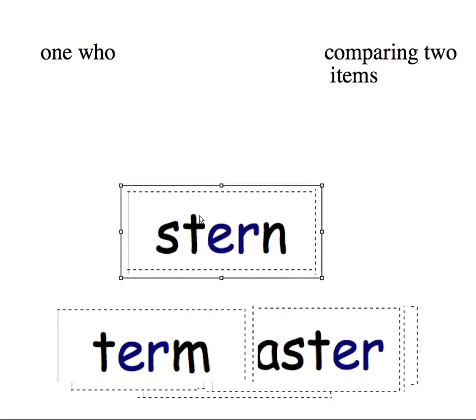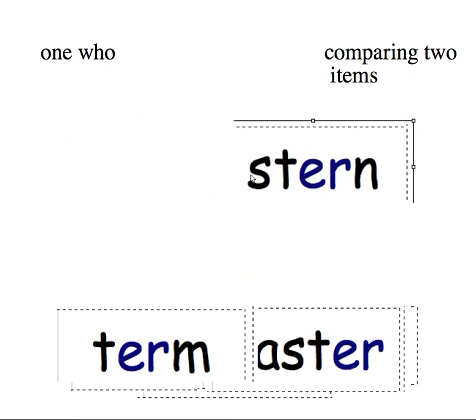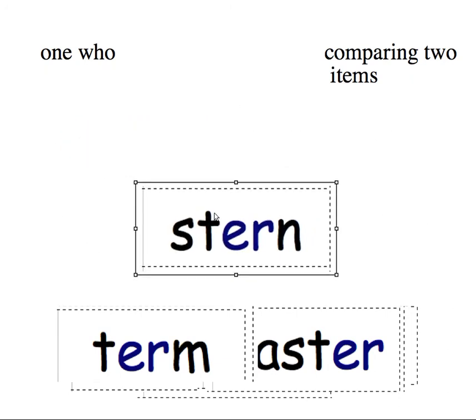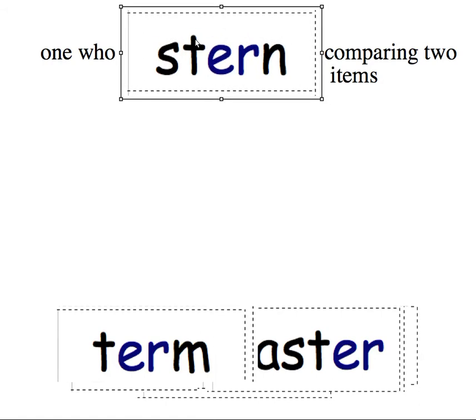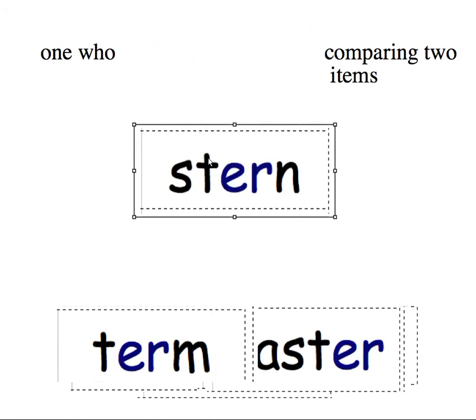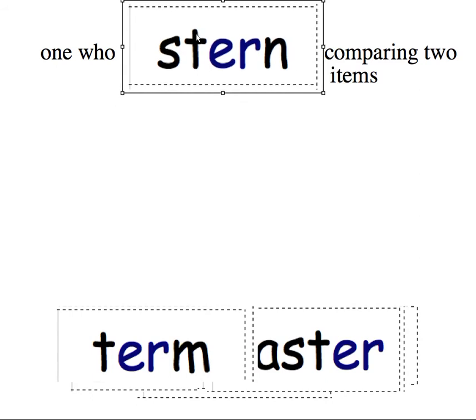So I'm going to put stern, and I'm going to put it right here in the middle. You're going to write down whether stern is someone who, or if it's comparing 2 items. When you compare 2 things, it has ER at the end. So does stern go in one who or comparing 2 items, or neither one? If you said neither one, you're correct. It goes right in the middle. It's not one who, and it's not comparing 2 items.